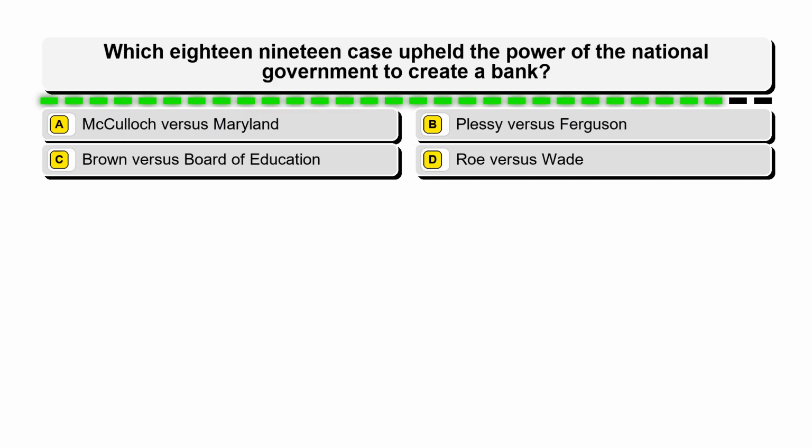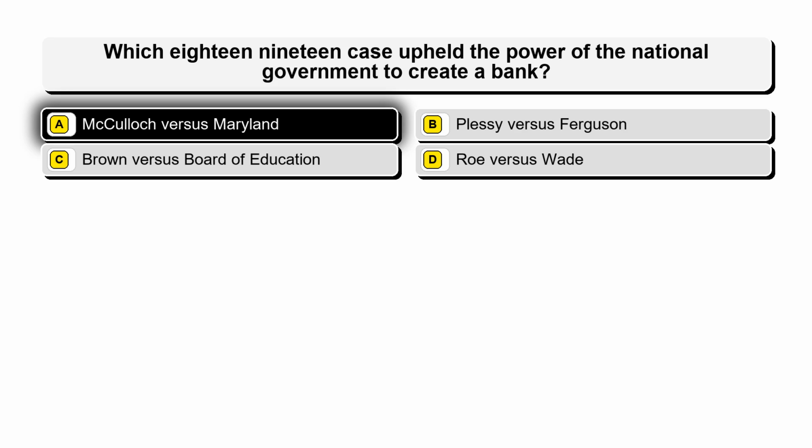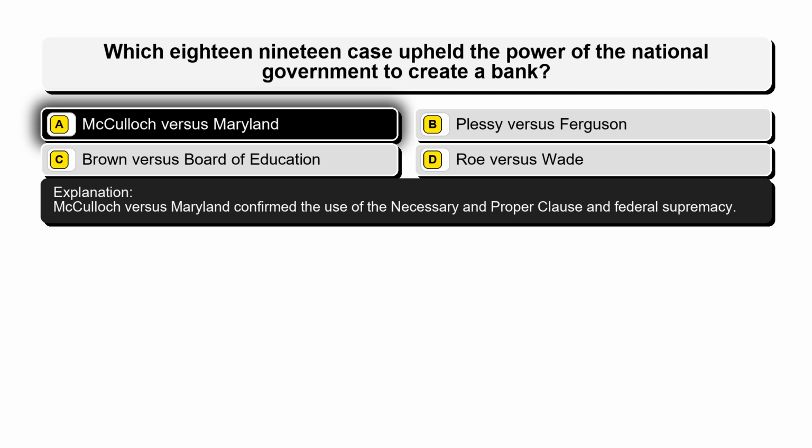Question 72. Which 1819 case upheld the power of the national government to create a bank? Option A, McCulloch vs. Maryland. Option B, Plessy vs. Ferguson. Option C, Brown vs. Board of Education. Option D, Roe vs. Wade. The correct answer is option A, McCulloch vs. Maryland. McCulloch vs. Maryland confirmed the use of the necessary and proper clause and federal supremacy.